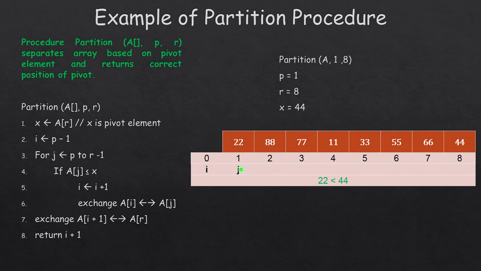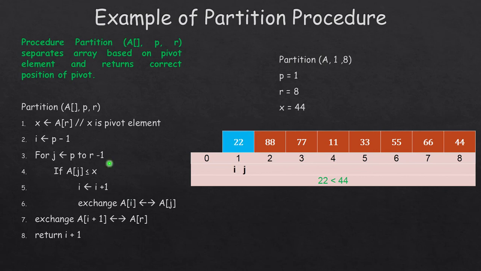Initially the value of j will be 1. This condition will be tested. What is a of j? a of j is 22. 22 is compared with 44. 22 is less than 44, so these two statements will be executed. It's worth noticing that line number 7 is actually outside this for loop. So here a of j, that is 22, is less than 44, so these two statements will be executed. i equals i plus 1, so i becomes 1. Then I will exchange a of i and a of j. That means this 22 is swapped with the 22 here. So 22 will be here.